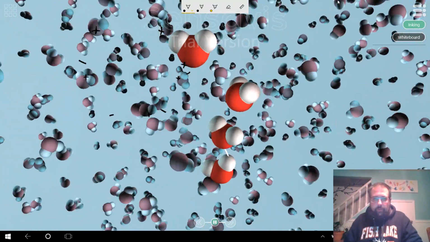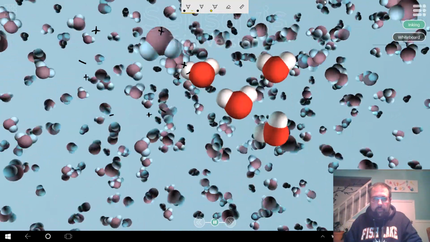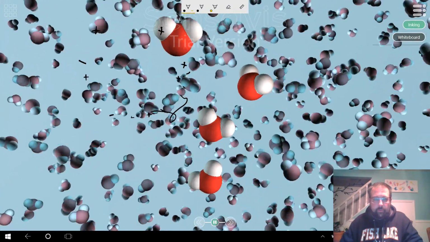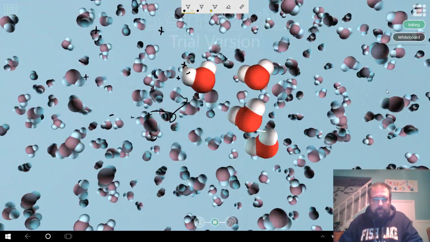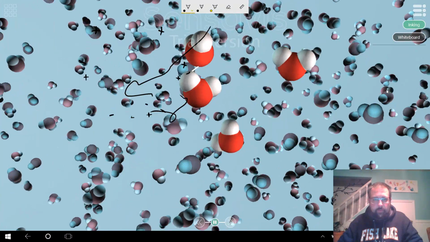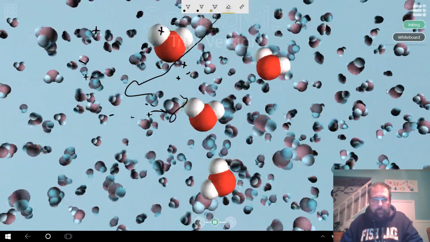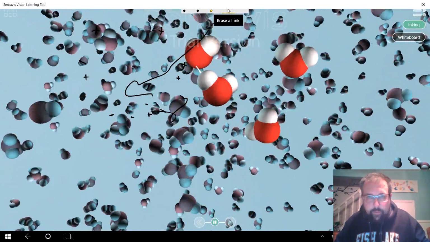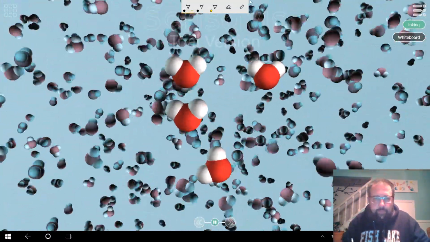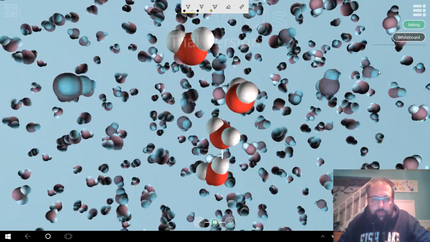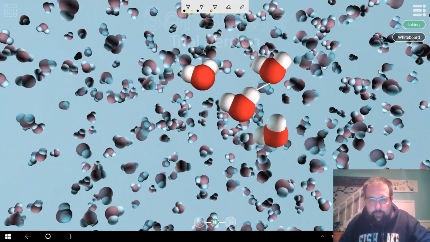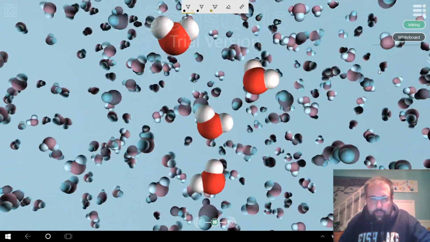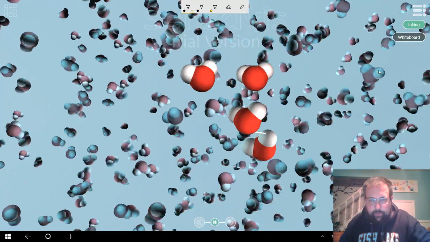So in liquid, let me get rid of my writing. In the liquid, we can see that they make weak bonds and it changes from molecule to molecule. Just as they get close to each other, they make these weak bonds.